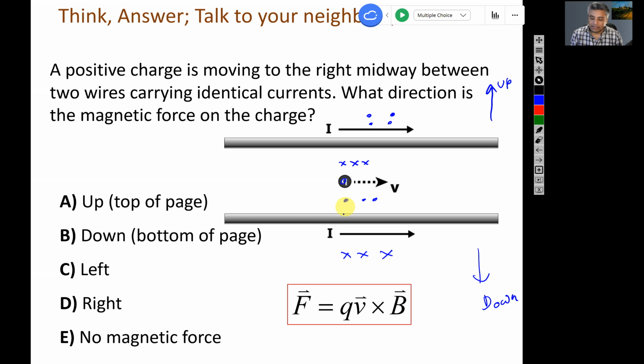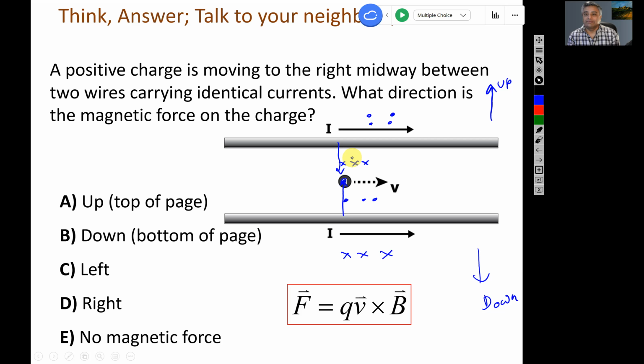And since this is exactly at the same distance, it looks like the magnetic field is going to cancel each other. There are going to be no net magnetic field there. So if the magnetic field becomes 0, then the force is going to be 0.